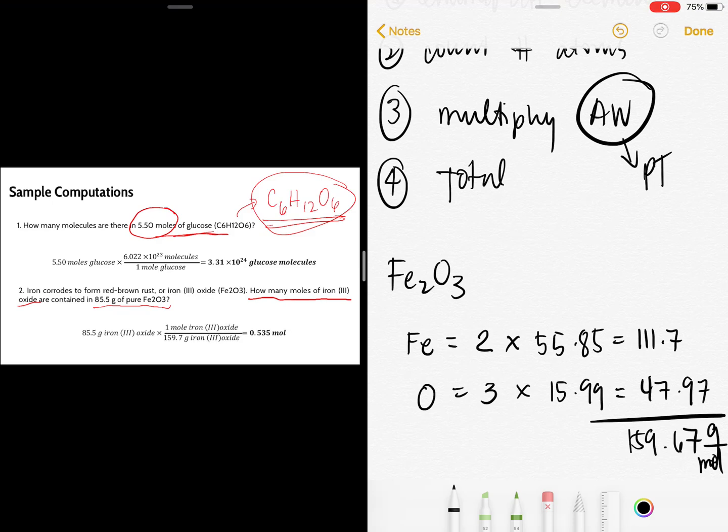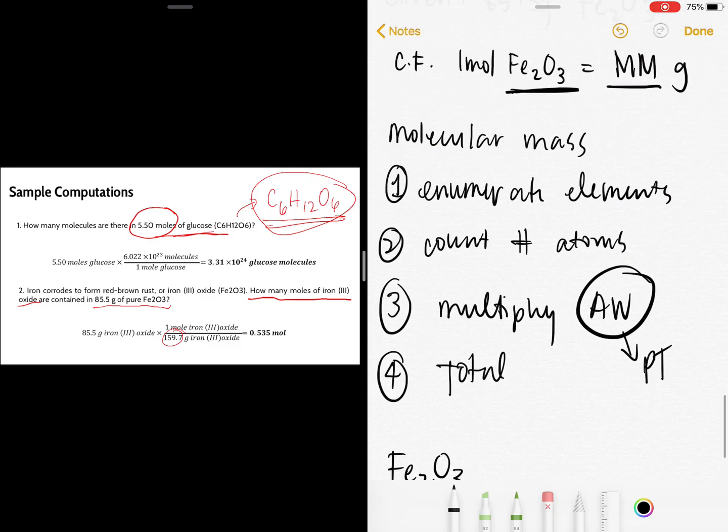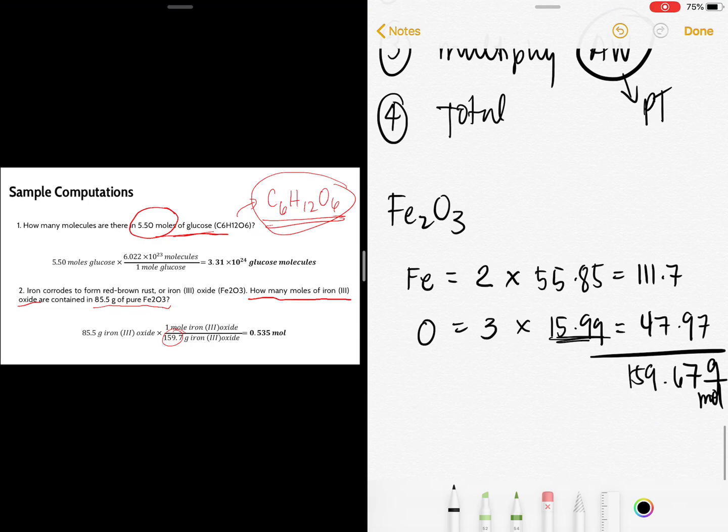Ayan. So, now class, kung papansinin ninyo, nakalagay dito 159.7 kasi yung ginamit po na molecular mass ng ating oxygen ay 16. Okay lang yan, no? Maliit lang naman yung discrepancy. Basta hindi whole number ang discrepancy, wala tayong problema. Okay, now class. So, ano yung conversion factor mo ngayon?